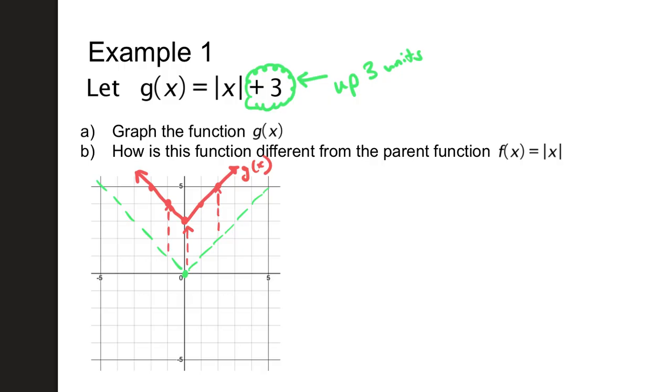I'm going to label it so we don't get it confused. This is the graph of the absolute value of x plus 3. And as I said, you can see that it's different from the parent function, absolute value of x, because it moved up 3 units. But remember, I said functions can also move down.